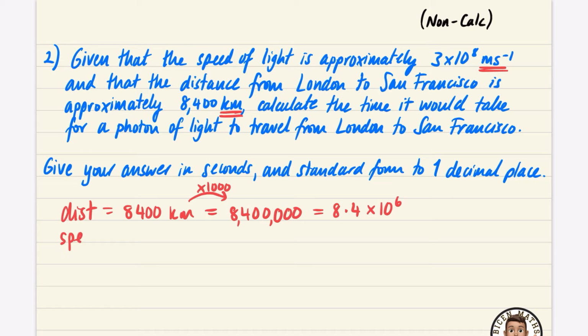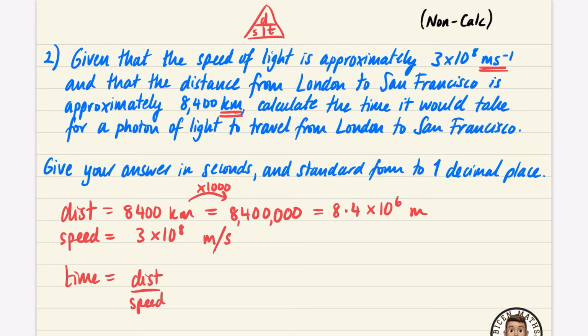And the speed of light, it says, is 3 times 10 to the power of 8. This is meters, and then it says s minus 1. S minus 1 just means meters per second, okay? Now we're trying to find out the time, and if you think about distance, speed, time, most people usually think of the triangle where it has distance, speed, and time. If you're trying to find the time, you do the distance, and you divide that by the speed. So because it's non-calculator, I'm going to go in standard form. So I'm going to do 8.4 times 10 to the 6, divided by the speed, which is 3 times 10 to the power of 8.